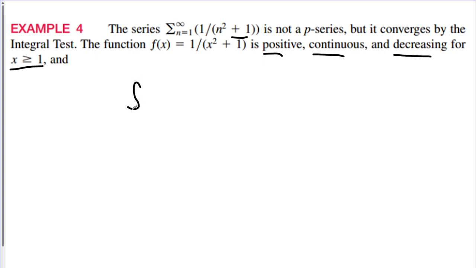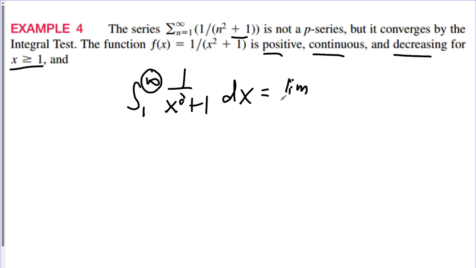So we're going to rewrite this as an integral from 1 to infinity of 1 over x squared plus 1 dx, because that's the equivalent function, and I missed my plus 1 there, so I want to go back and get my plus 1. But now we have to evaluate a limit going again to infinity. So we're going to take the limit as b goes to infinity of the integral from 1 to b of 1 over x squared plus 1 dx.